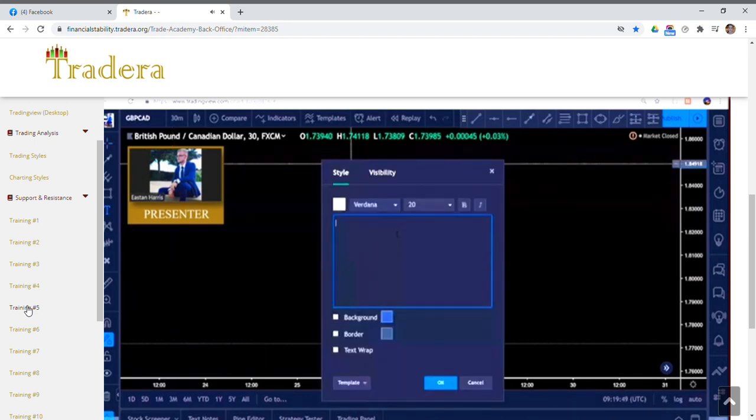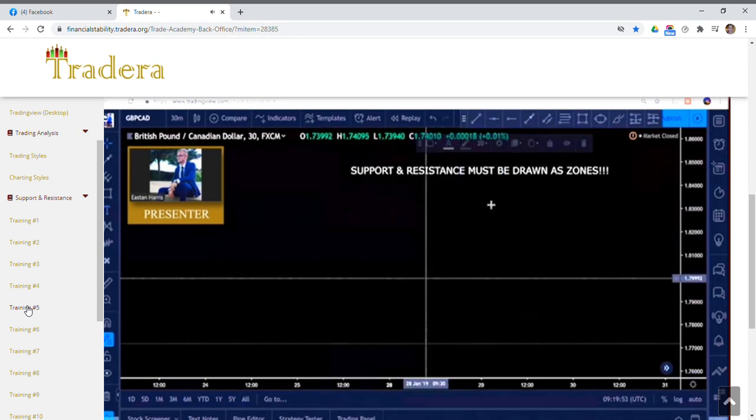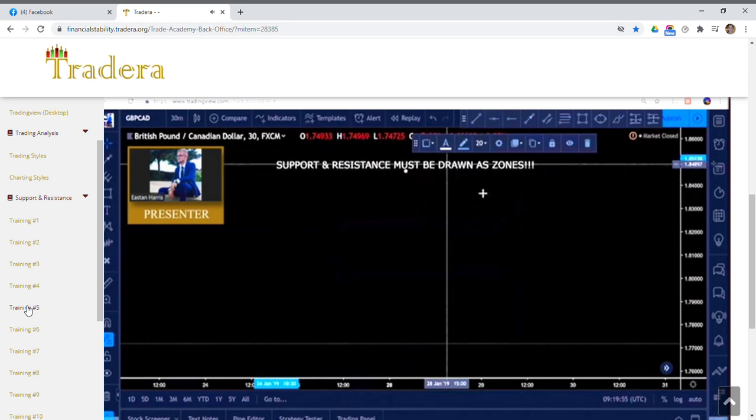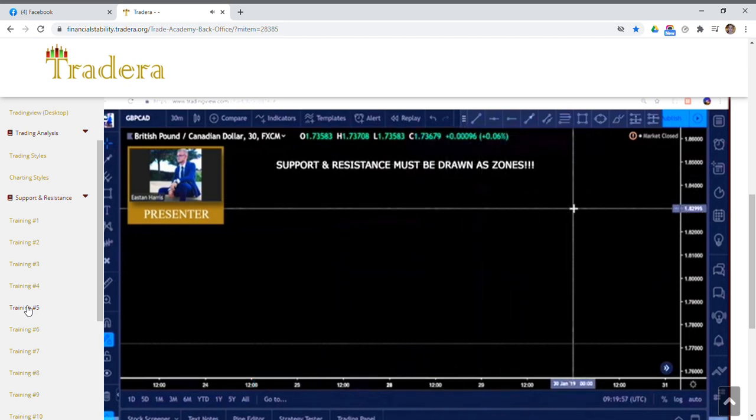The big secret is that your support and resistance areas must be drawn as zones. No ifs, ands, or buts. They have to be drawn as zones. That is the only way that they work consistently.